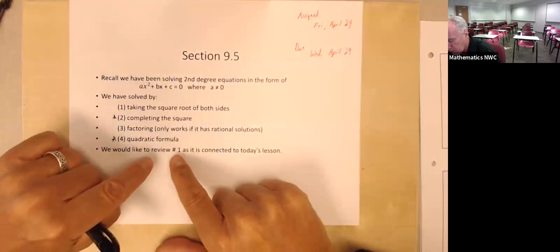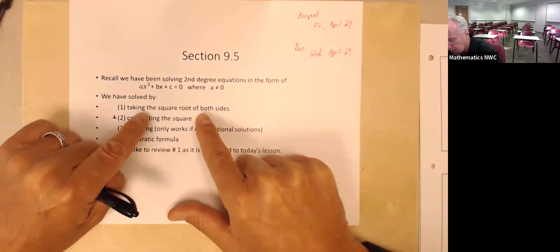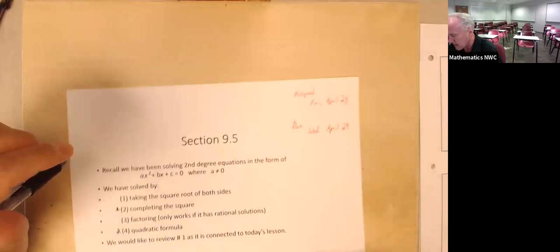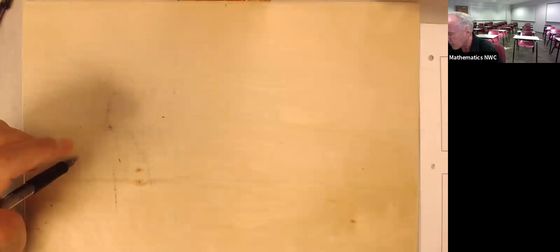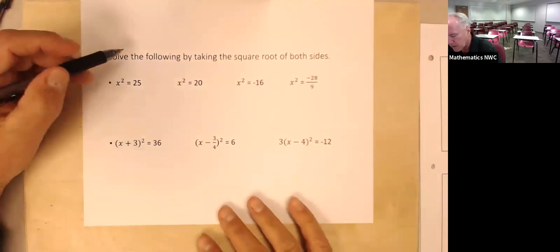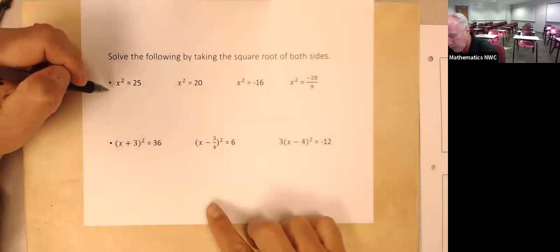For today, I need to review this number 1, taking the square root of both sides, because that's going to lead us into our lesson today. So that's where I'm going with that. I'm going to go kind of fast here because we've done this before. But a real quick one, if I were to solve by taking the square root of both sides.